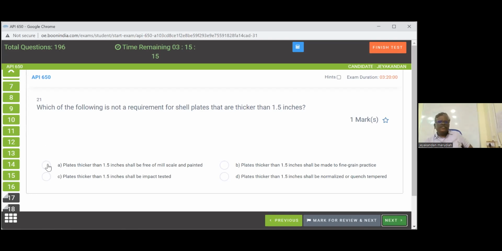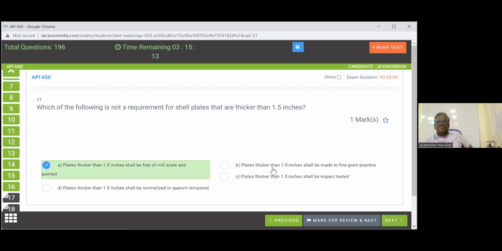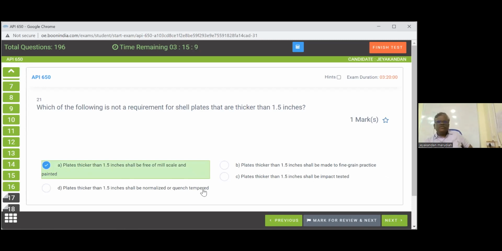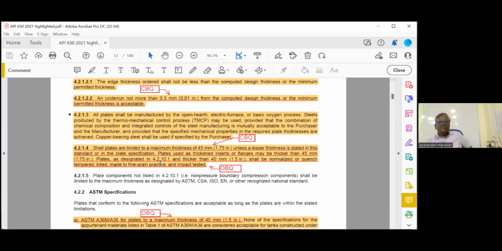Yes. This is not a requirement. One part that shall be made fine grain, it is there. Normalized or punch number, it is there. Impact tested, not a requirement. So the answer is A. Where it is given here: normalized, punch tempered, killed, or impact tested. Okay, next question.